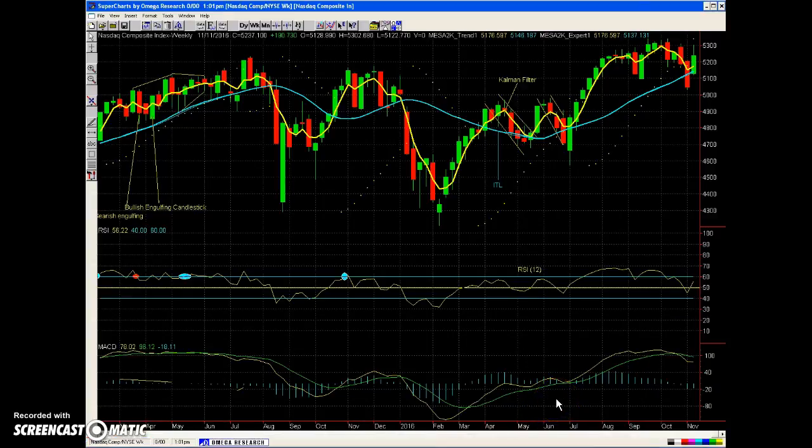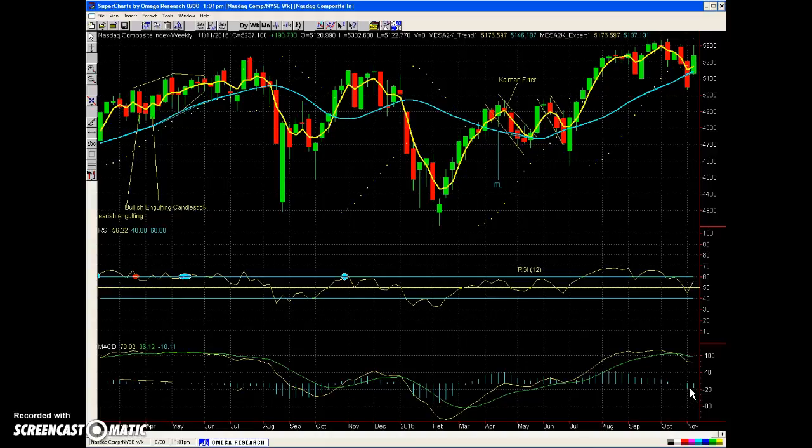But so far, the RSI 12 is still in an uptrend, signaling an uptrend, okay? Now let's look at MACD. MACD, as I saw before on the S&P, is now trending up on the histogram. And that's the important thing.